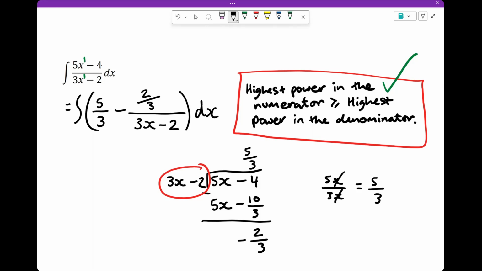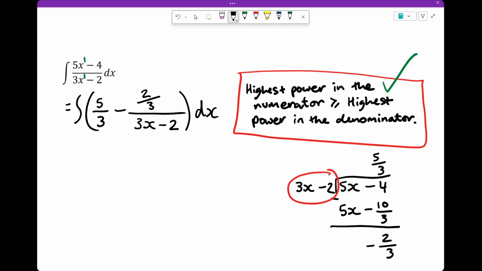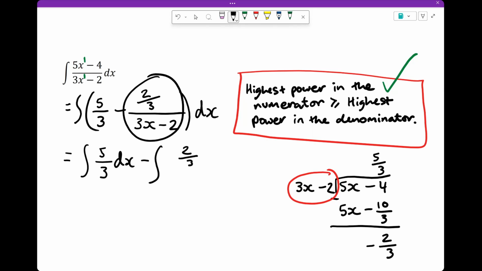Now let's have a go at integrating each individual term that we've got here. So just because we have a fraction within a fraction up here, I'm just going to rewrite the integral just to make it look a bit neater. Okay, I'm going to rewrite this as the integral of 5 over 3, our first term, with respect to x, and then subtract the integral of our fraction here, 2 over 3, divided by 3x subtract 2, with respect to x. Because we got subtraction between the terms, we can write it as two separate integrals.